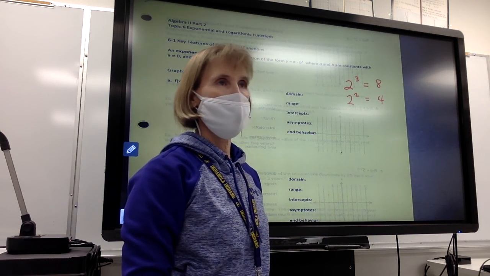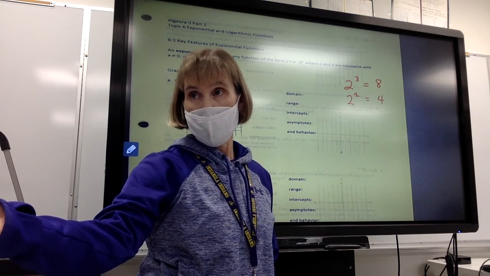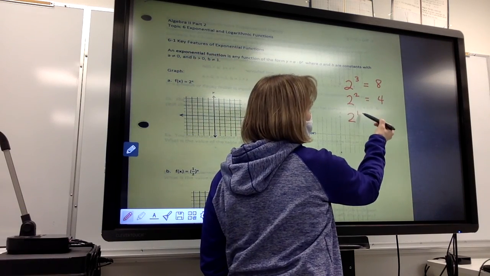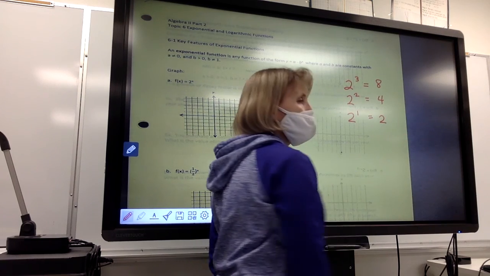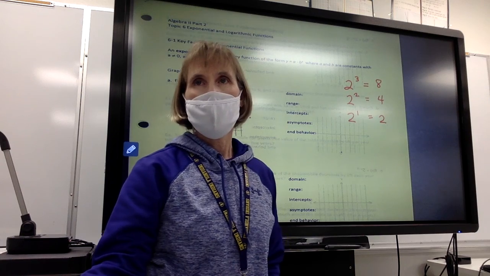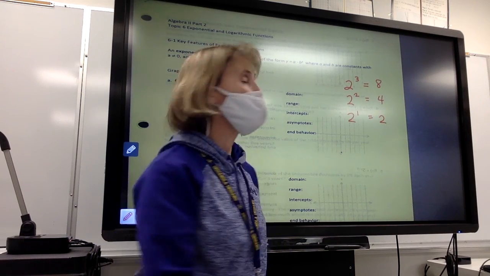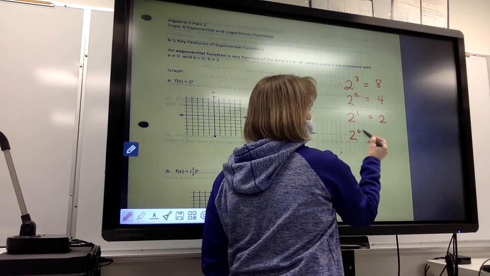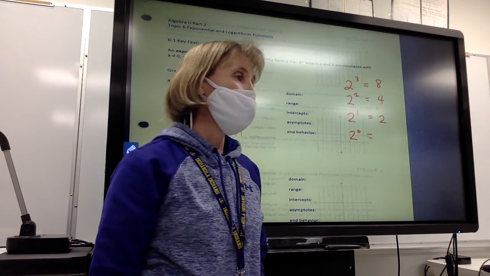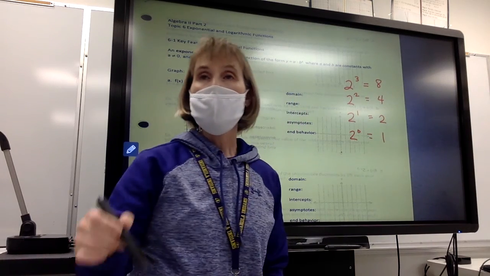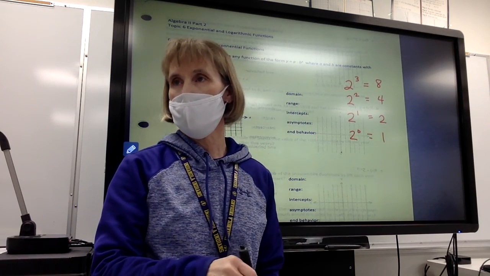How else could you describe the decrease? It's half of it, right? So if I drop the exponent again, 2 to the first power equals 2. Did it go down by 4 again, or did it get cut in half? It got cut in half. So each time you can see the value is dropping by half. So 2 to the 0 power, if I cut 2 in half, what do I get? 1. Anything to the 0 power equals 1.